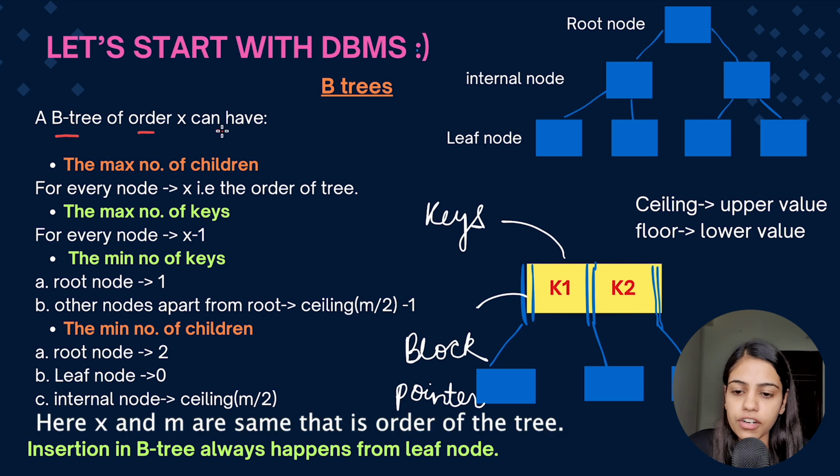Now, for a B tree of order x, the maximum number of children a node can have is x, that is the order of the tree. So the maximum number of children any node can have is x, that is the order of the tree.